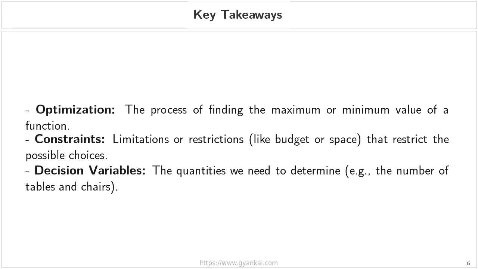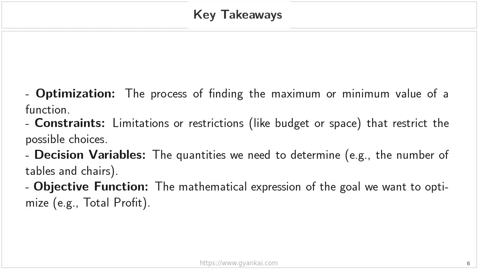Third, we have decision variables. These are the unknown quantities that we are actually trying to solve for. In our furniture example, the decision variables were the number of tables and the number of chairs we decided to stock. They are the levers you can move to change your outcome. Finally, we have the objective function. This is the mathematical expression of your ultimate goal. If your goal is to make as much money as possible, your objective function is the formula for total profit. It is the specific equation that we are trying to optimize.